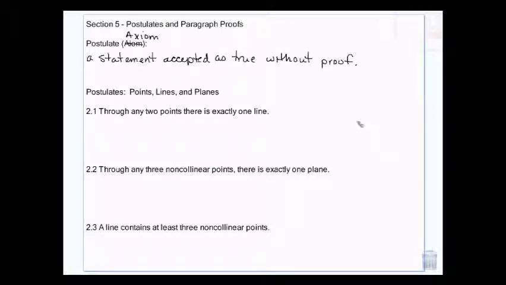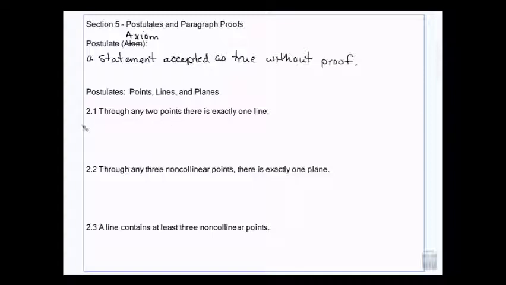So postulates or axioms are statements that are accepted as true without proof. If I said I'm a human, would you need me to prove it to you? No. But if I said I'm an alien, you'd want proof, right? So "I'm a human" is a postulate or an axiom, and "I'm an alien" would not be. Does that make sense? Okay.